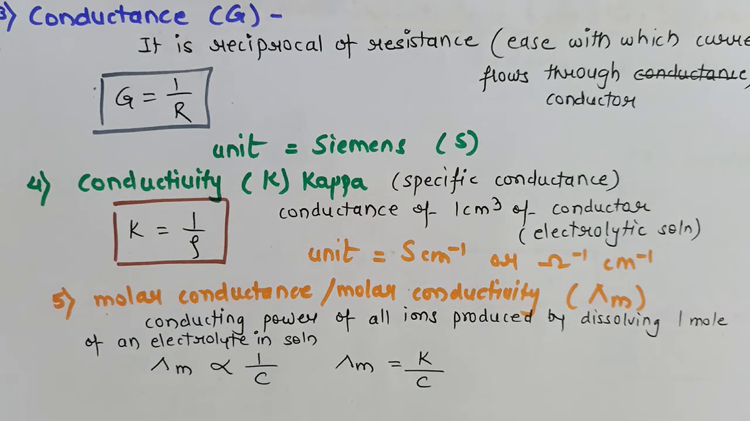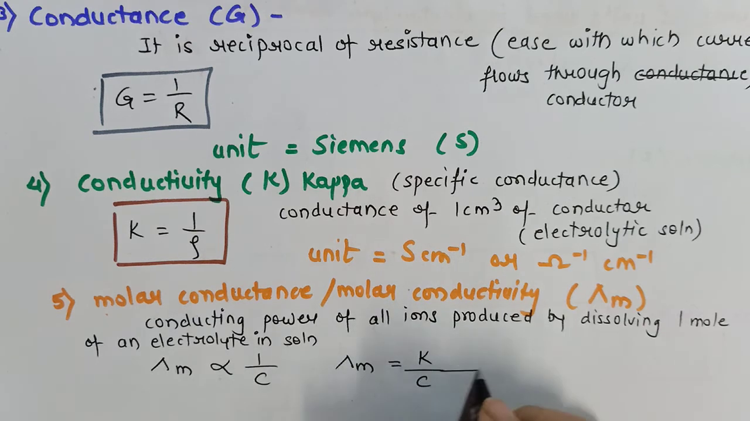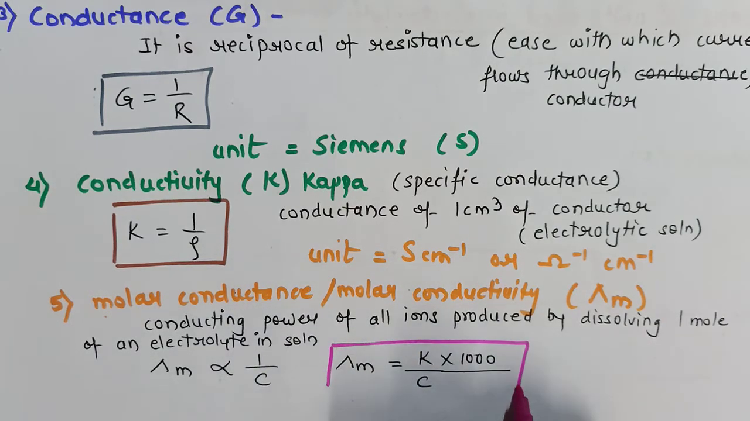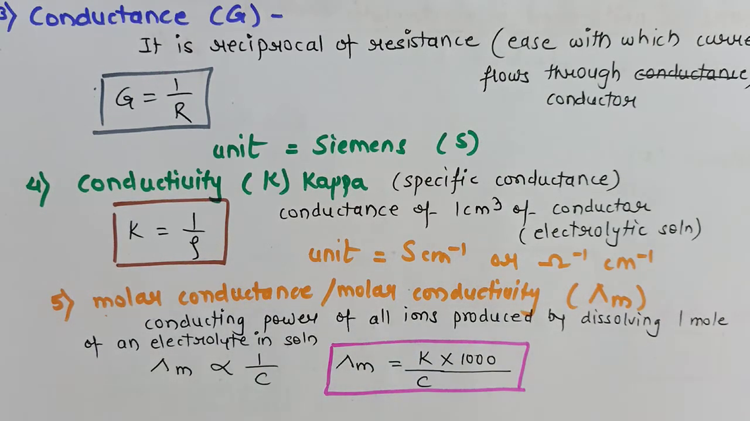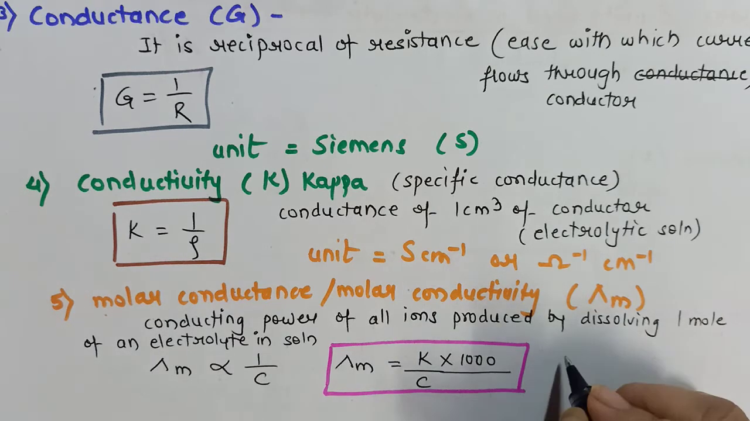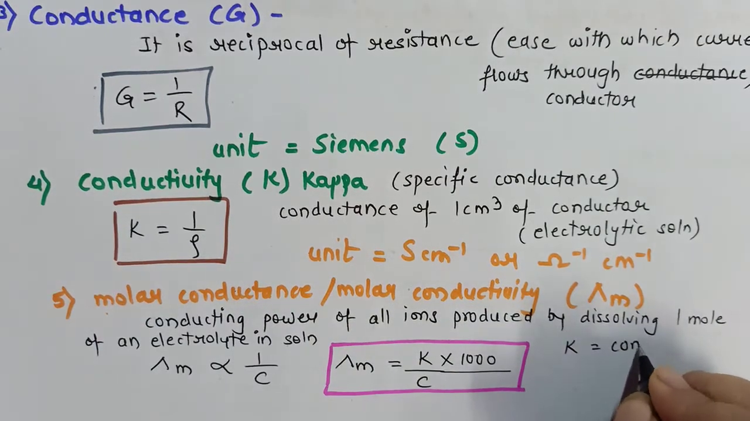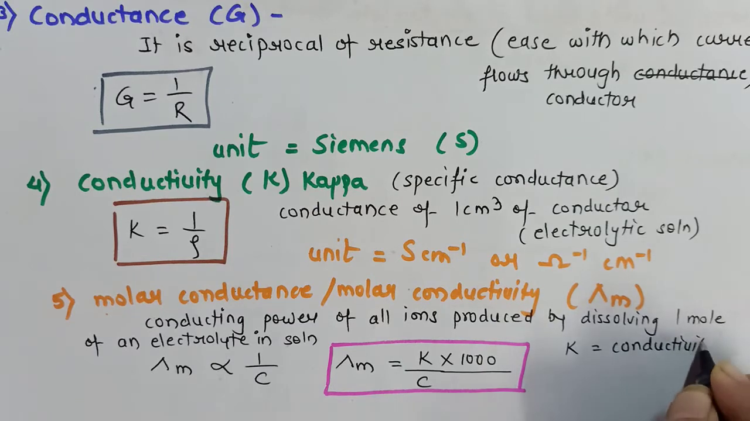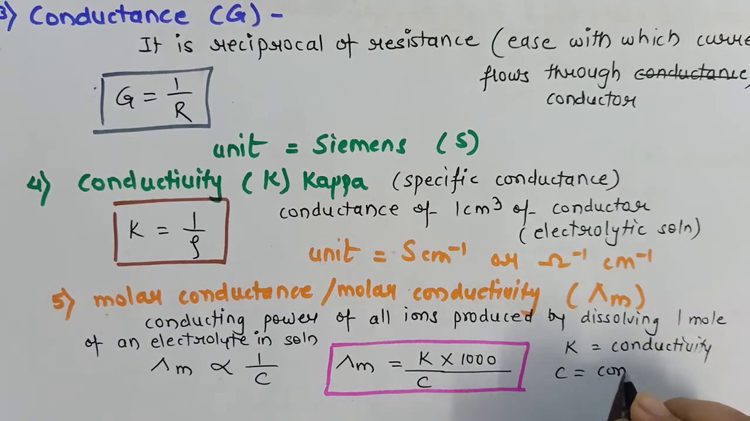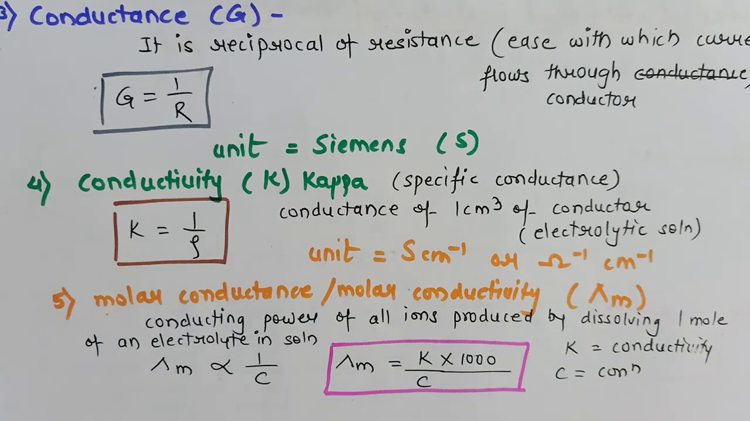Since we are discussing molarity, and we know molarity is for 1 liter of the solution, therefore I will multiply by 1000, and this is the formula which is very important for you people. Lambda m equals K into 1000 upon C, where K stands for the conductivity, C stands for concentration, and lambda m stands for the molar conductance.